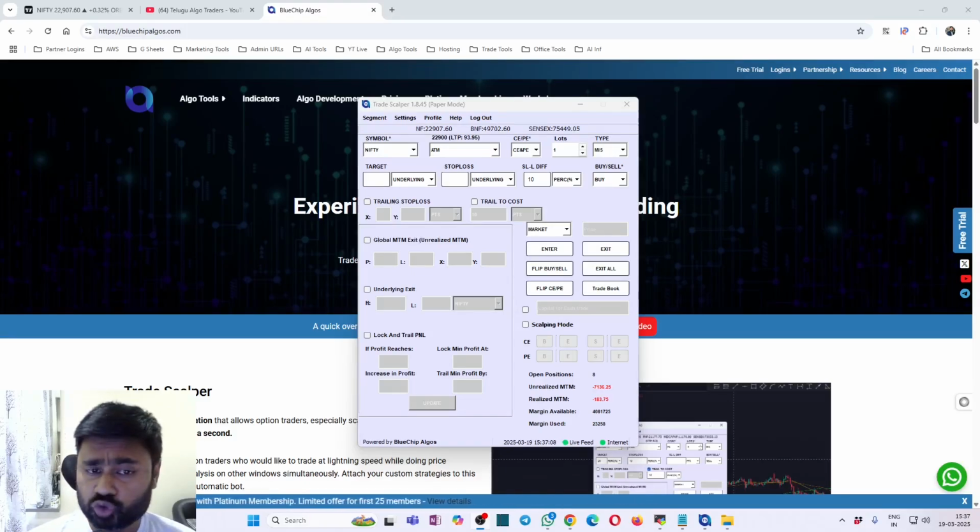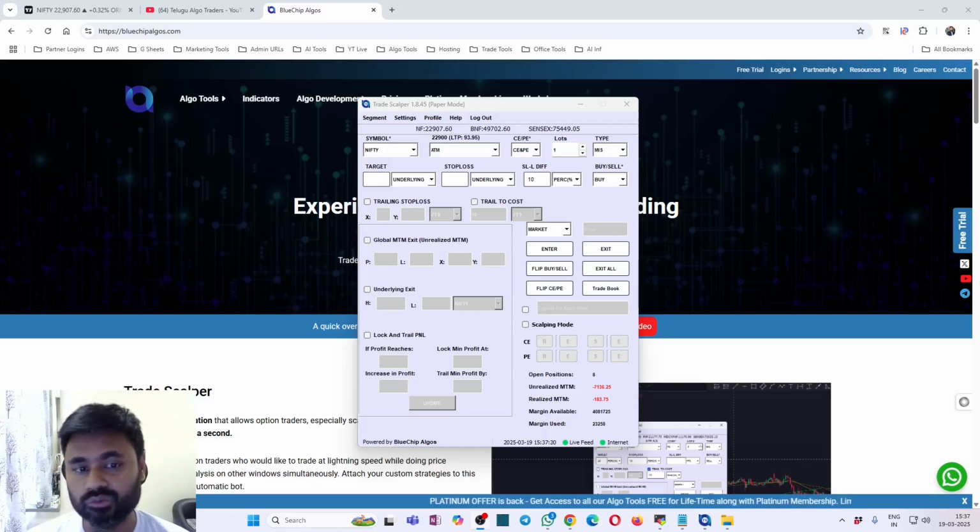In this video, I'm going to talk about a new version that we have released, that is Trade Scalper 1.8, and a lot of exciting new features have been introduced into this application. In this video, we are going to quickly discuss what are those innovative features that we launched, and some of them are not available in any app in India until now. Okay, so let's see what are those features.